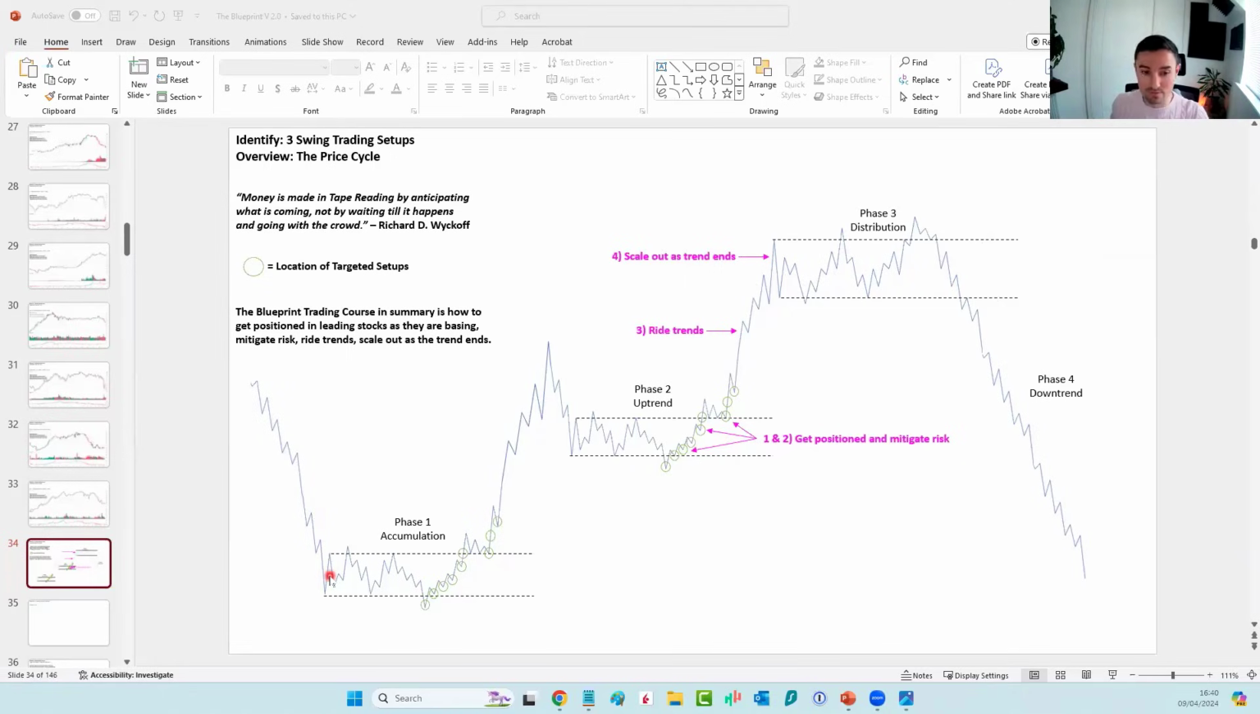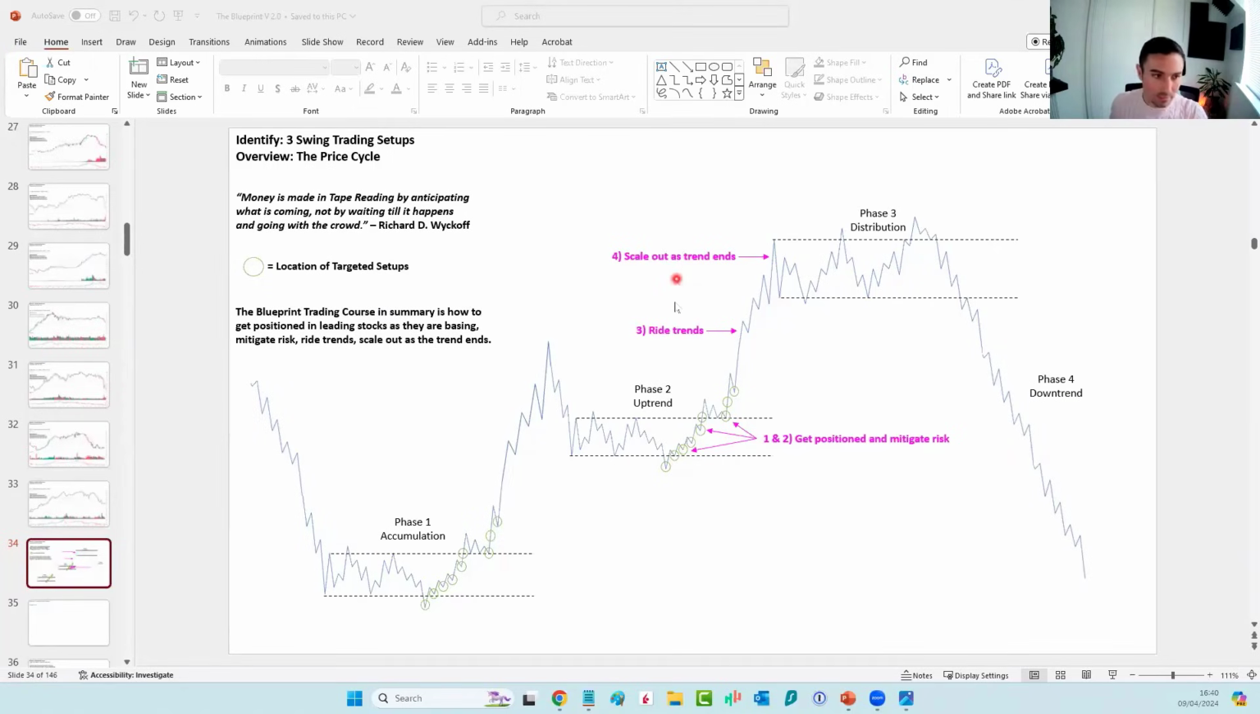So then just to finally finalize this one. The process that I'm going to be teaching you, the Blueprint Trading course in summary, is how to get positioned in leading stocks as they are basing, mitigate risk, ride trends, scale out as the trend ends. So you see here, if we just speak about this phase two continuation type base, phase two uptrend, 1 and 2, get positioned and mitigate risk. These here are all targetable entry points as you go along: trigger bars, shakeout demand tails, gap down reverse bars. Ride the trend, scale out as the trend ends. In a nutshell.